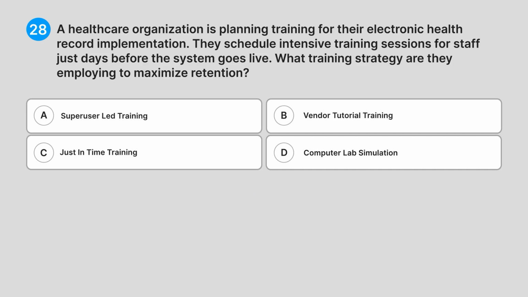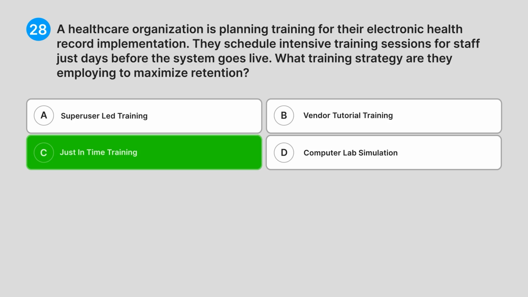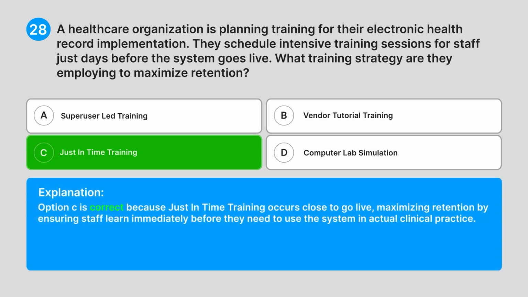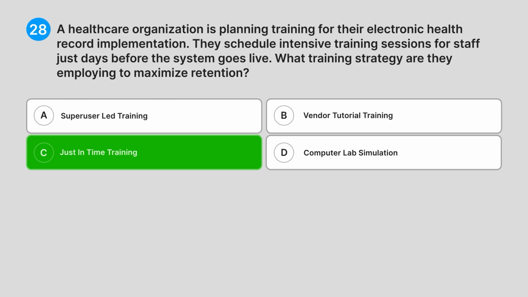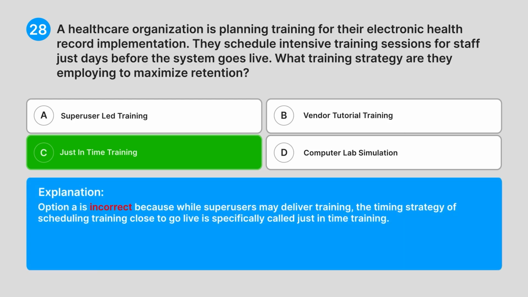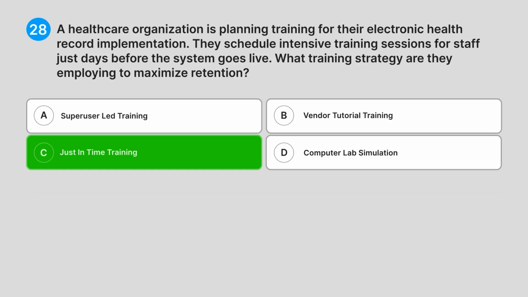Correct answer, C. Just-in-time training. Explanation. Option C is correct because just-in-time training occurs close to go live, maximising retention by ensuring staff learn immediately before they need to use the system in actual clinical practice. Option A is incorrect because while super users may deliver training, the timing strategy of scheduling training close to go live is specifically called just-in-time training.